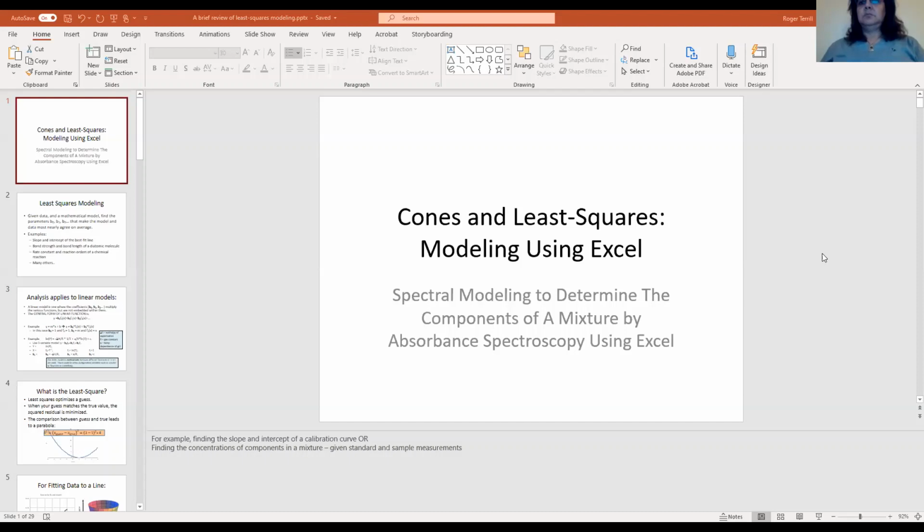What I'd like to present today is a tool that you can use in Microsoft Excel, which allows you to determine the components of a mixture when you're using absorbance spectroscopy or any other linear technique like Raman, for example, or FTIR, where the components come together in a spectrum, and the spectrum is all of these components overlaid.